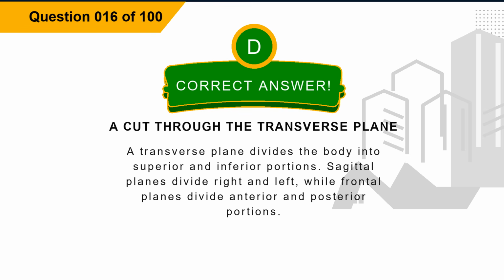Explanation: a transverse plane divides the body into superior and inferior portions. Sagittal planes divide right and left, while frontal planes divide anterior and posterior portions.